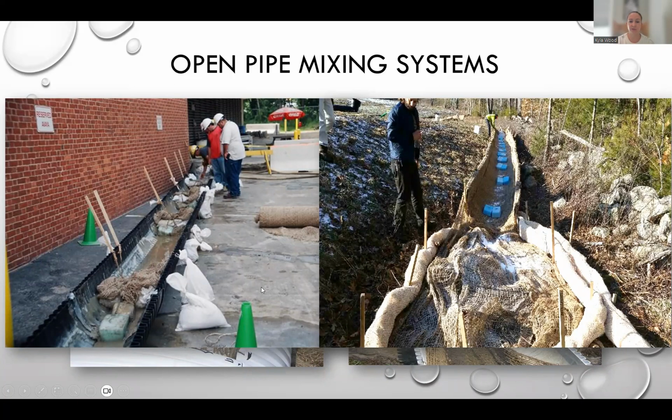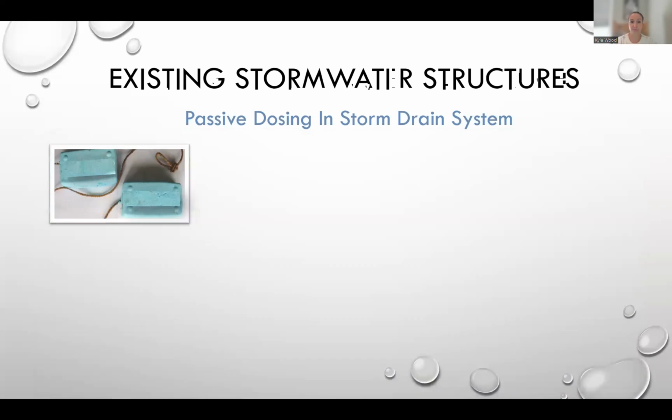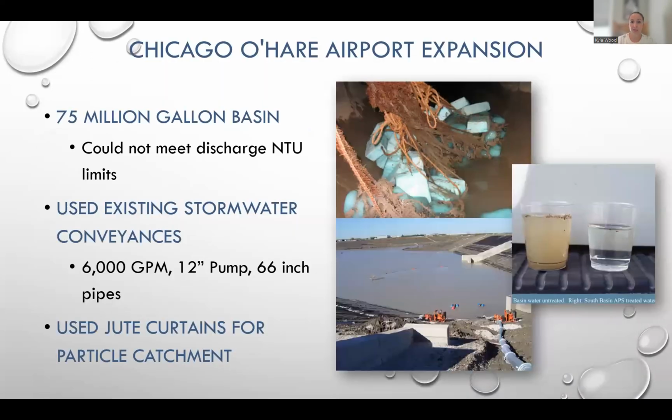You can't get enough jute matting and mixing material. Existing stormwater structures are another good one. A lot of times a project is in a phase where everything's buried, so we can put them in storm drains and pipes that lead to basins. And these can get relatively large.